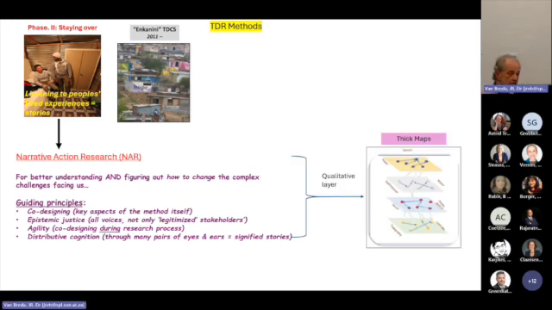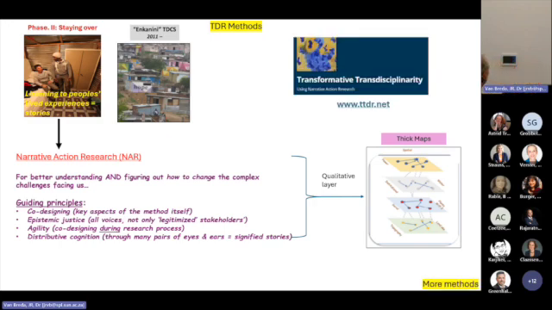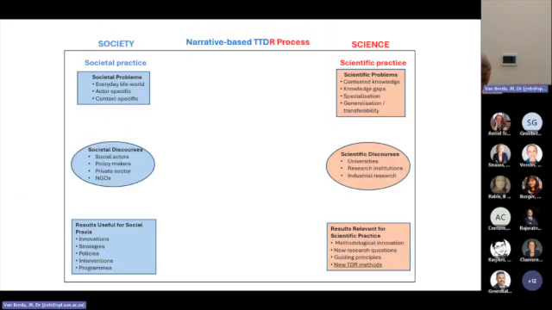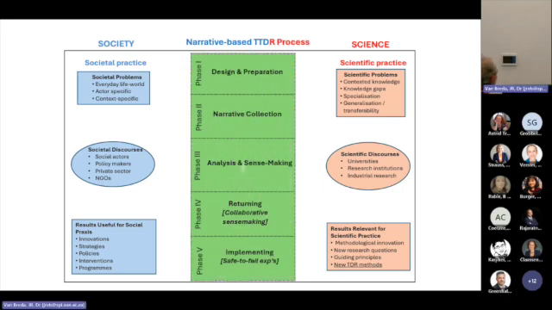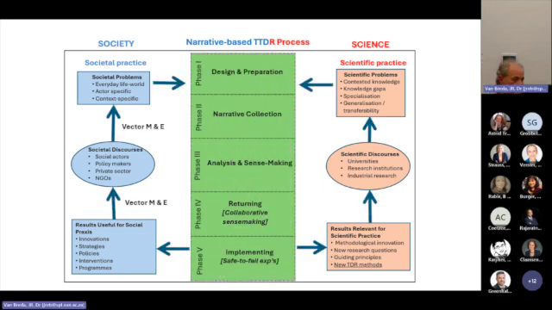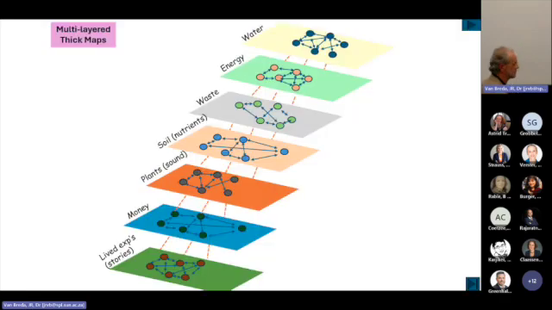And as I said earlier on, that can contribute to something else called thick mapping. What do we mean by that, you can read some more about it. And the process of a narrative action research process can look like that. Again, it can go through its own phases and steps. And when it comes to the new methods, this is what thick mapping may look like.